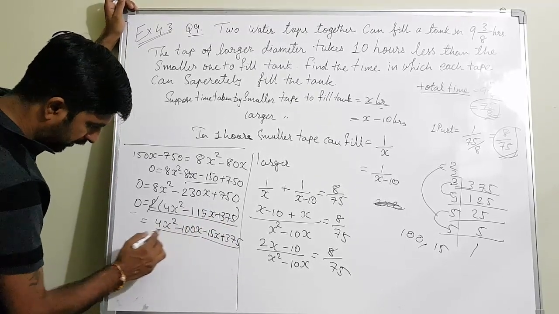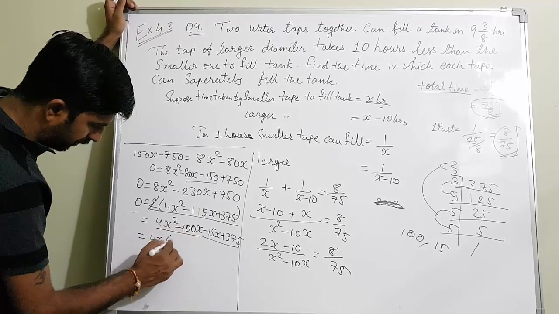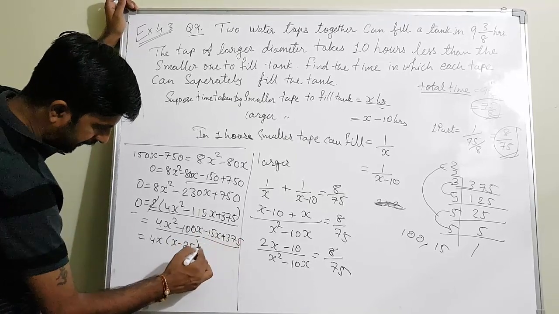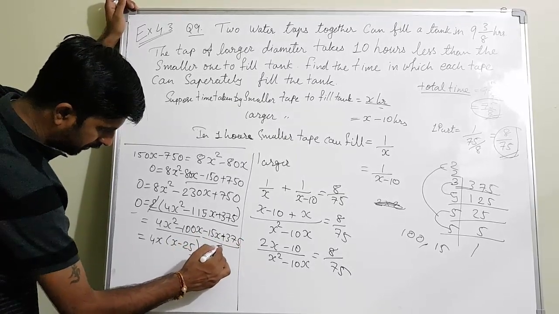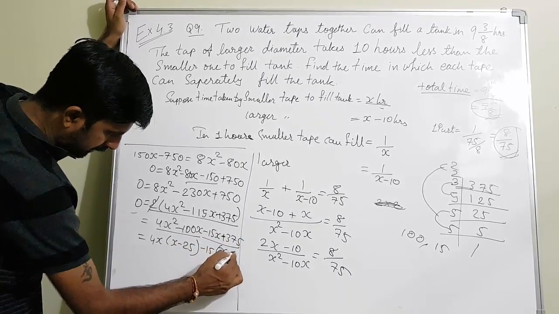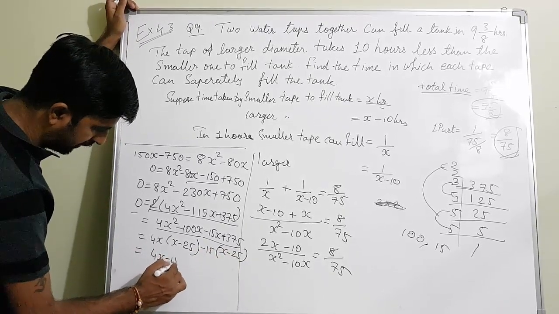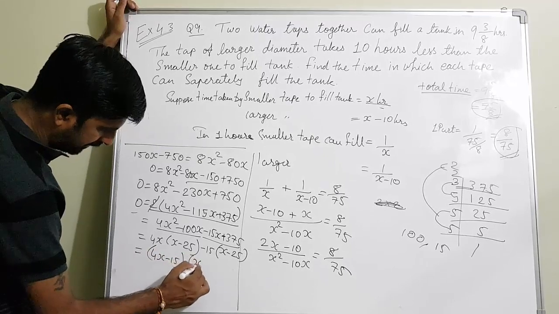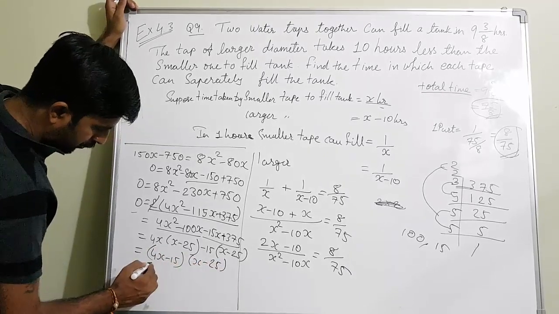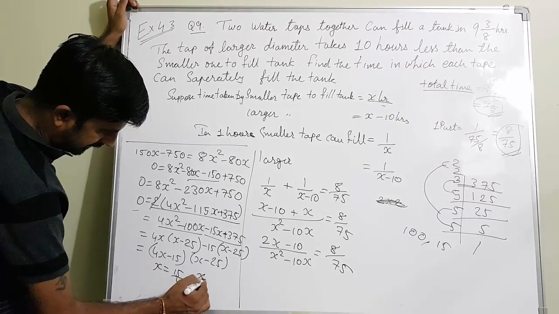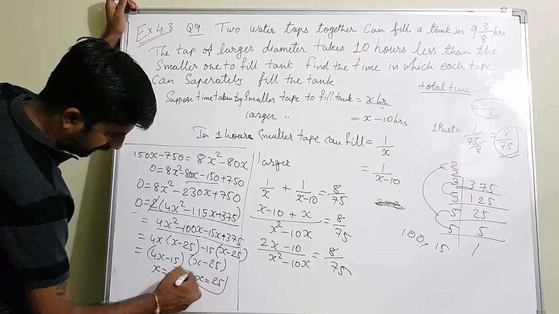Let us take out this 4 common and x common. So x minus 25. Here also you can take out minus 15 common. So x minus 25. So your factors are 4x minus 15 and x minus 25. So x equals 15 by 4 or x equals 25.